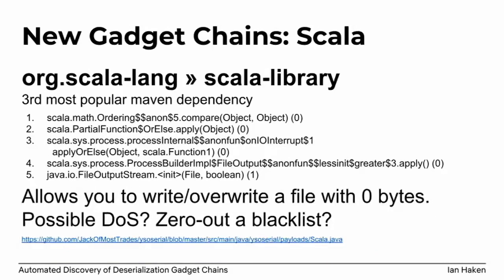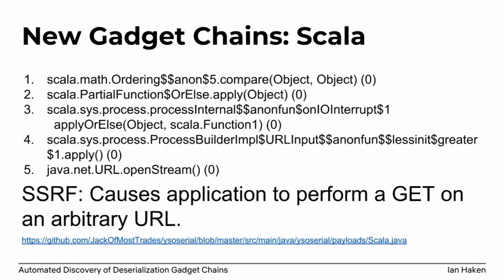It found stuff in Scala. That's the 3rd most popular library on mavenrepository.com. This one isn't RCE, so maybe a little bit less interesting to you, but it is able to write out a 0-byte file. Why is that interesting? Well, it lets you overwrite a file with 0 bytes, which can potentially cause some denial of service. If you overwrite your application resources, that could then just crash your application. So that's kind of interesting. It also found a slight variation on that gadget chain where it will do an SSRF, so a GET at an arbitrary URL with your application. So cool, it's finding useful stuff.